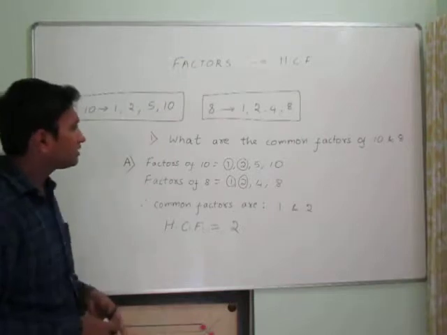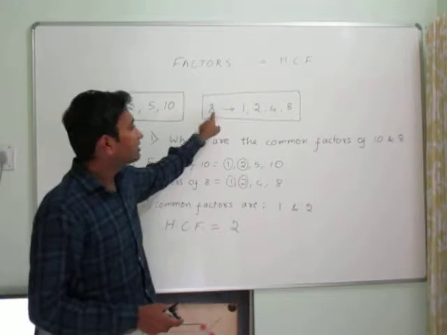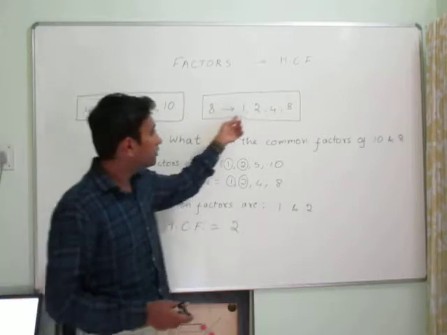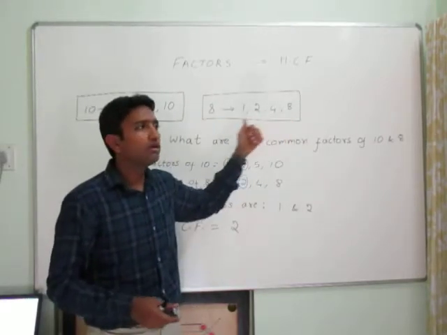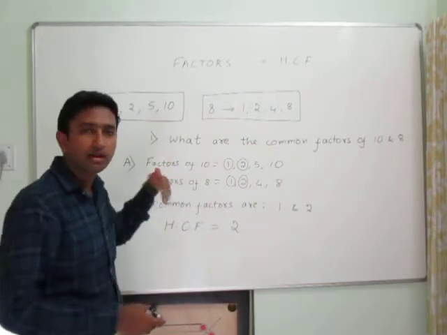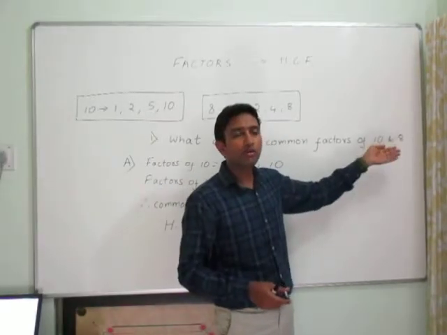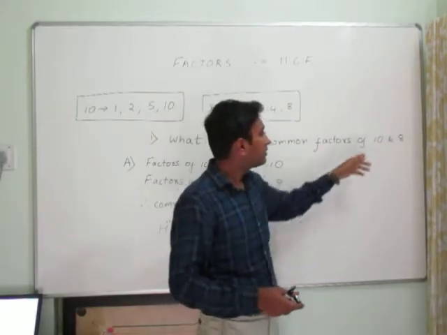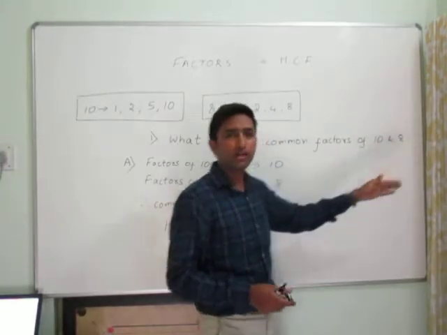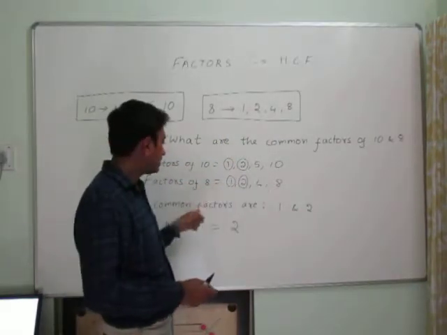So you will be asked questions like, find the factors of 8, find the factors of 12, find the factors of 21, find the factors of 40, and so on. You'll be getting these kinds of questions. And then, what are the common factors of 10 and 8? Another problem: find the common factors of 12 and 15, or of 5 and 15. So you write the factors of these numbers, the factors of the other number, and find the common factors.